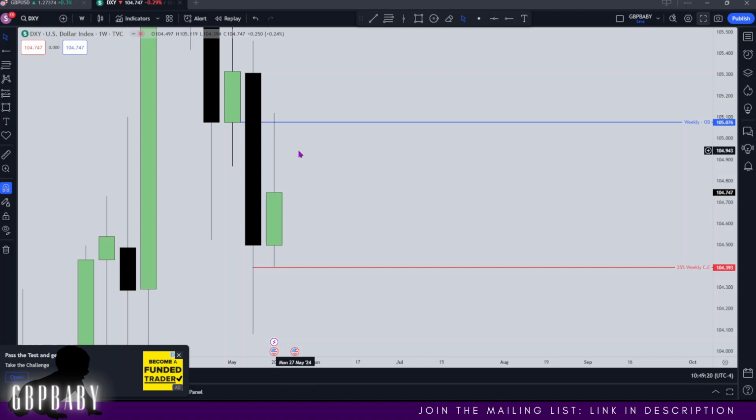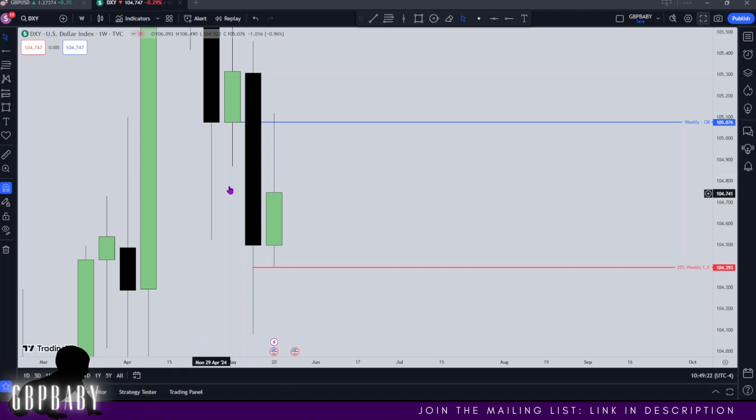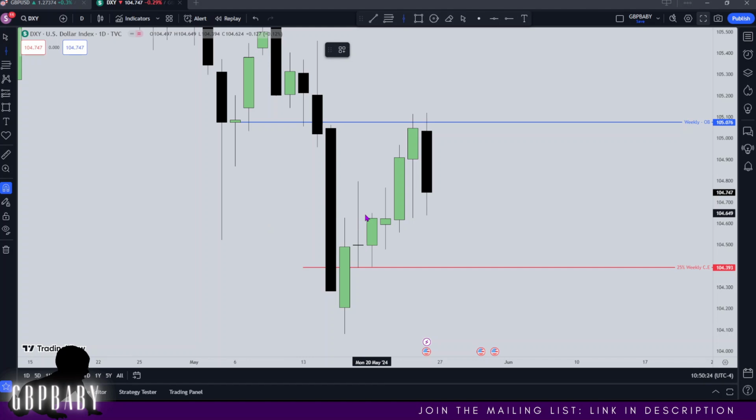And as we drop down to the low time frames, you start to see where the liquidity is residing, that price is then drawing into. So now we're on the daily, and you can see how we delivered up Monday right through to Thursday, and then traded lower on the Friday.